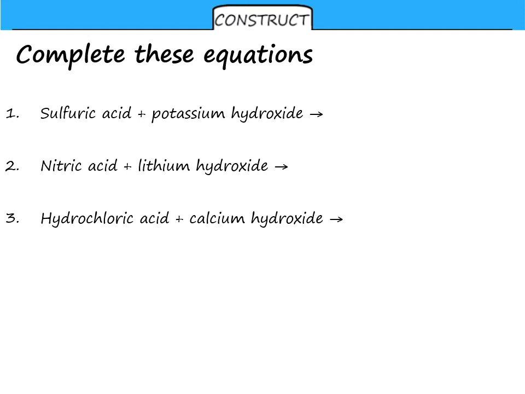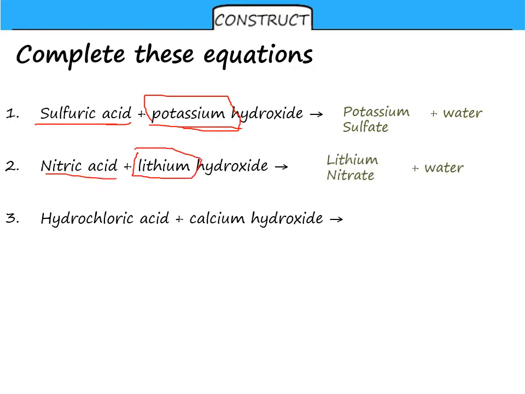Okay, so I know that an acid plus an alkali will produce a salt plus water. So my products are salt plus water, but I need to work out the name of the salt. The first part of the salt's name comes from the metal in the alkali, and the second part comes from the acid, and sulfuric acid makes sulfates. So I have potassium sulfate plus water. So then for nitric acid plus lithium, my salt will be lithium nitrate. So I have lithium nitrate plus water. And finally, hydrochloric acid plus calcium hydroxide. So calcium chloride is my salt. And so it's calcium chloride plus water.